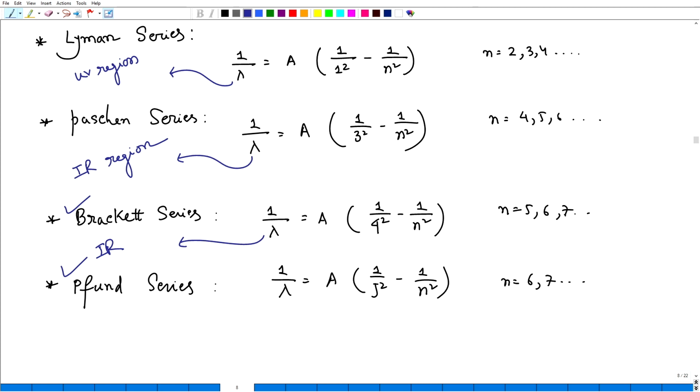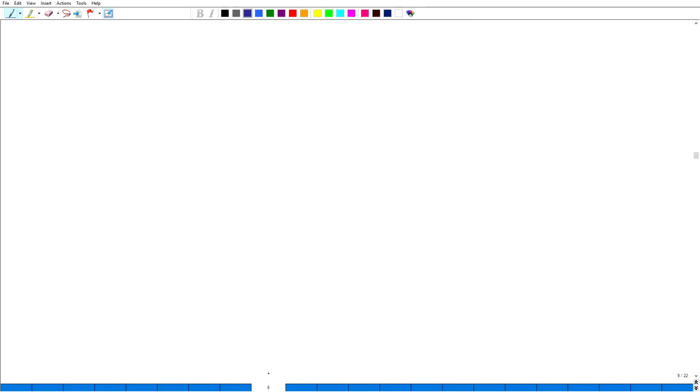For Lyman it is 1 by 1 squared, after Balmer 1 by 2 squared, Paschen 1 by 3 squared, Brackett 1 by 4 squared, and Pfund 1 by 5 squared. But these are not the general formula. Rydberg gave the general formula. I will start by writing that.